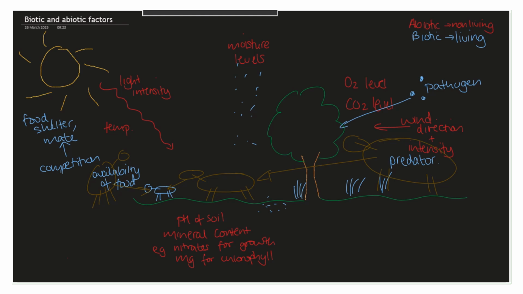Availability of food is an obvious one. If food is not available, the organisms are going to struggle to survive. And that brings us to competition. Animals will compete with each other for food and for shelter and for a mate. And animals that are successful in that type of competition will survive, and those that don't, won't.